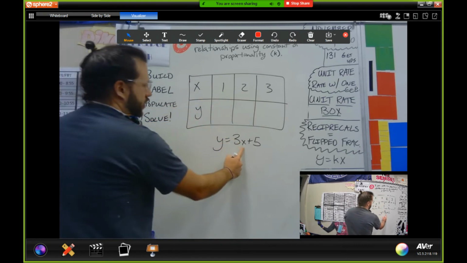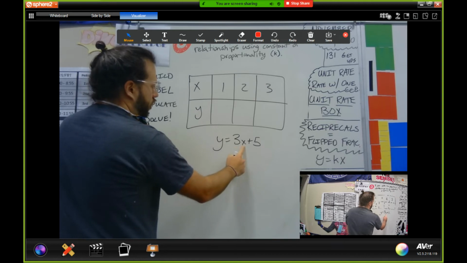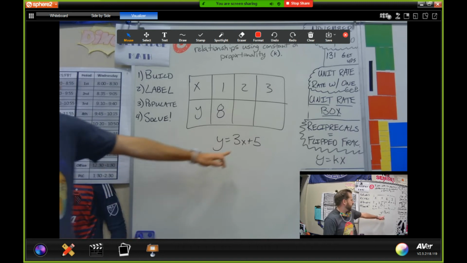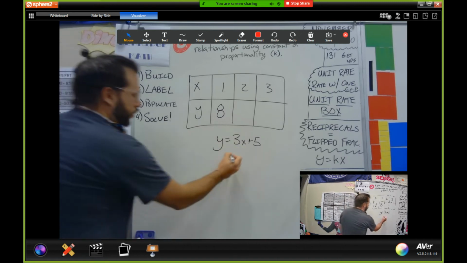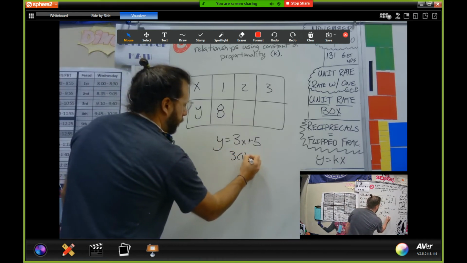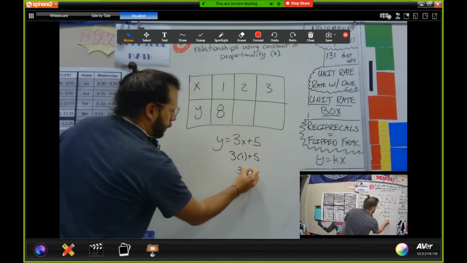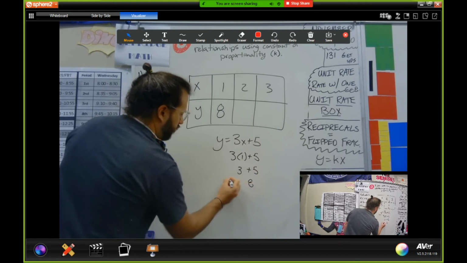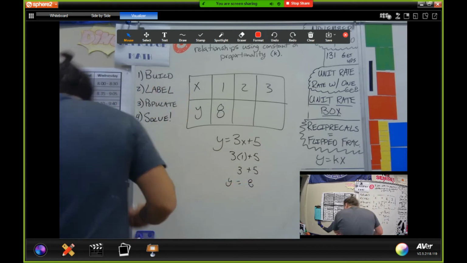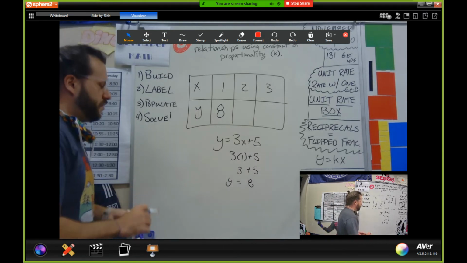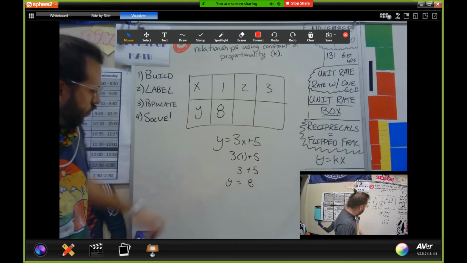So if I plug 1 into this equation, 3 times 1 is 3, plus 5 is 8. Remember PEMDAS, right? I have to multiply first and get 3, and then I add 5, so I get 8. So I get y equals 8.